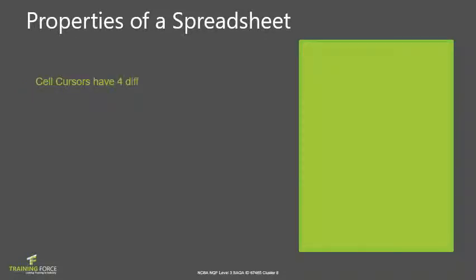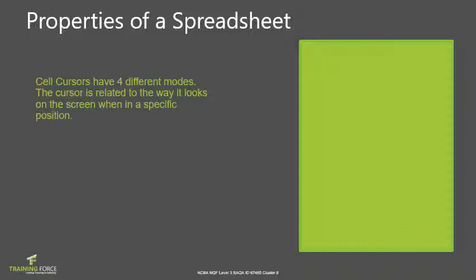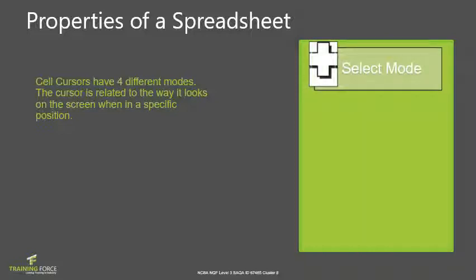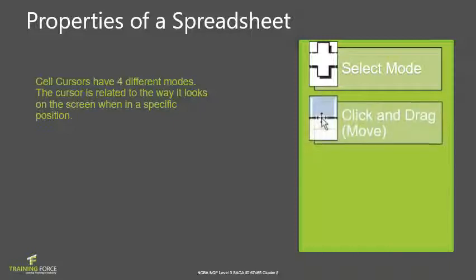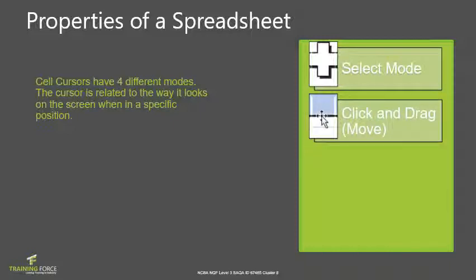Other properties in Excel include the cell cursors. Excel has 4 different cursor modes. The cursor is related to the way it looks on the screen when in a specific position. Select mode is the mode that gives you the opportunity to select cell contents. It is represented by a white cross, almost like a first aid cross. Click and drag is represented by a black cross with corresponding arrows and is used to drag the contents of cells to different destinations.